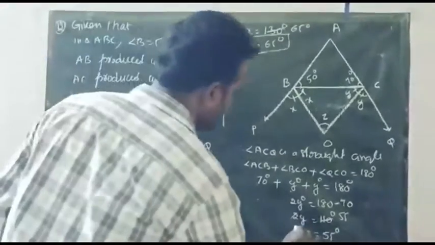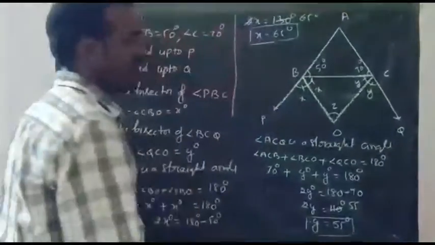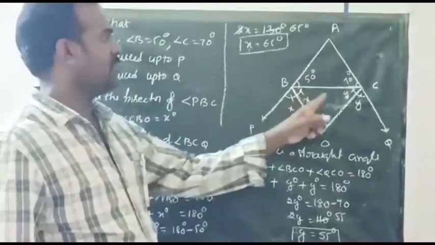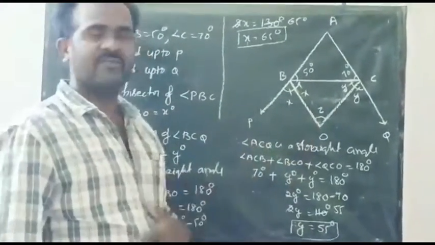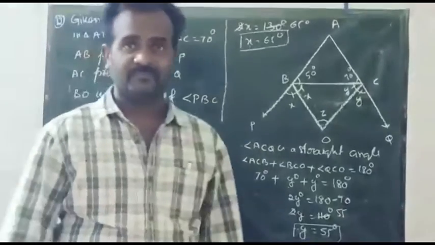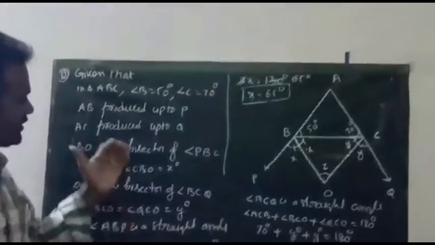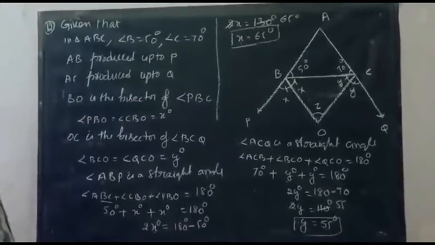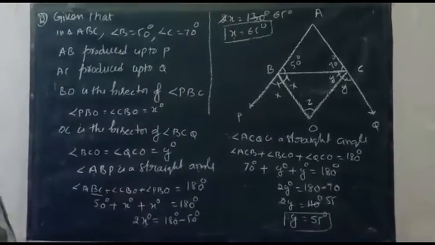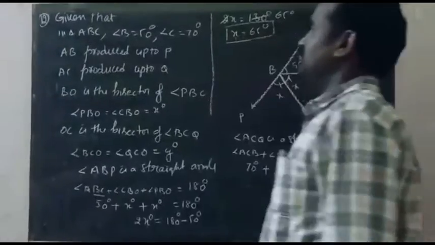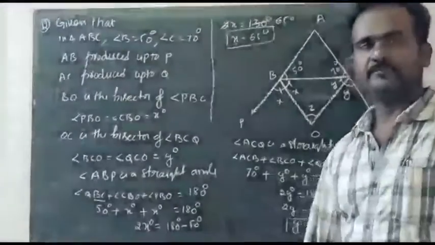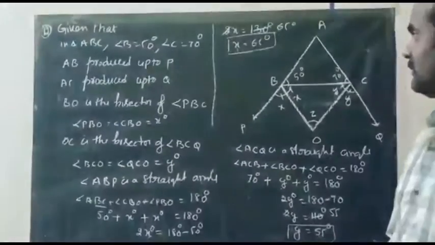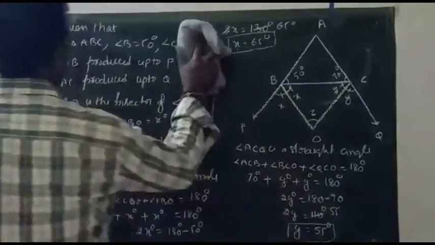So x is equal to 65 degrees, y is equal to 55 degrees. This angle came and this also came. Now the Z value. See, out of these values.